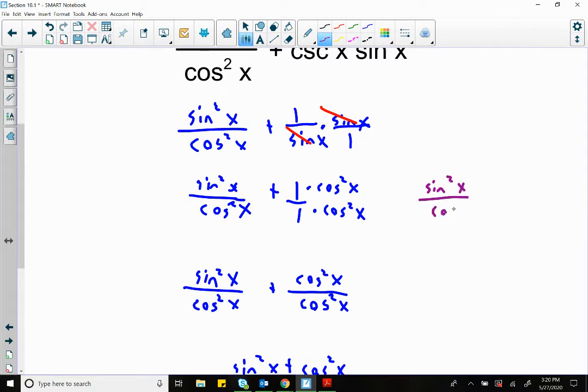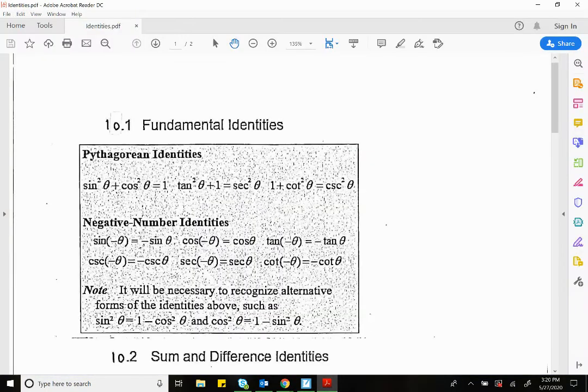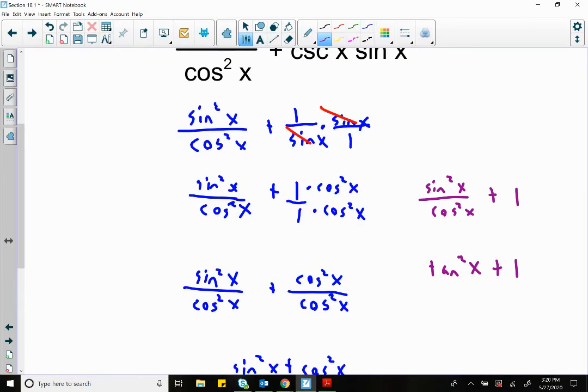maybe you're like, okay, what about this, Mr. Armstrong? Sine squared over cosine squared, that's tangent squared x plus 1. And I've seen that before. Look, tangent squared plus 1. Oh, secant squared. Boom, done. So there was a faster way to do it.